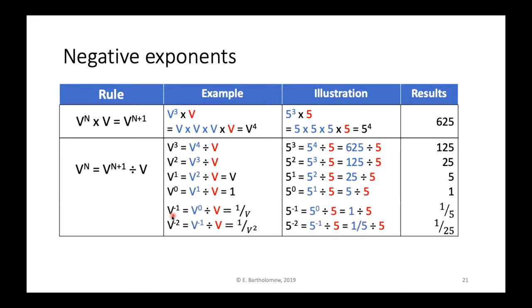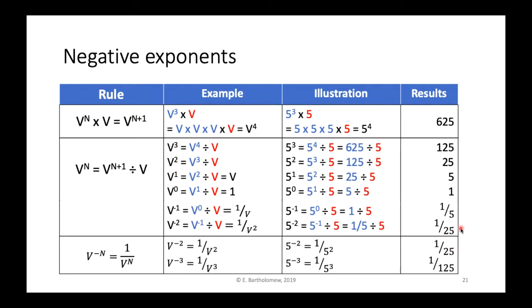So let's just keep going. v to the negative 1 would be v to the 0 divided by v. v to the negative 2 would be v to the negative 1 divided by v. And you see that we're getting these results: 1 over v, 1 over v squared. Or if we're looking at numbers, 1 over 5, 1 over 25. So again, each time we're reducing by a factor of 5.